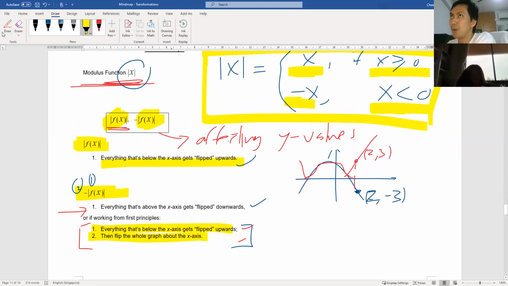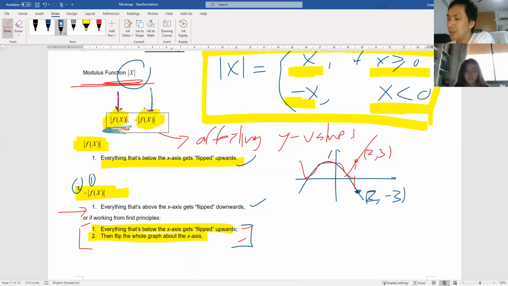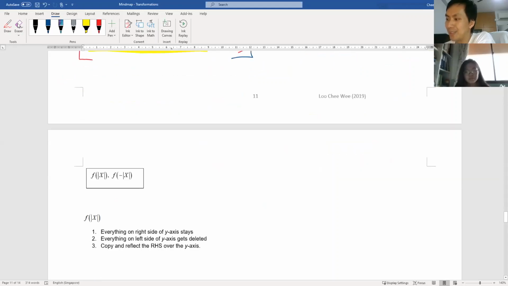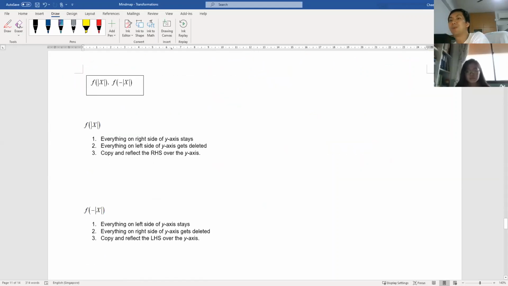For any transformation that's given to you, you should always ask yourself: who gets affected first, and what gets affected? If you look at the pure modulus, it's the negative y values that get affected. This one has two transformations. The first transformation affects all the negative y values. The second transformation affects everybody, hence the whole graph gets flipped downwards. So this is how you interpret these kinds of things. What's really difficult is when you have this, where the modulus is applied only onto the x.